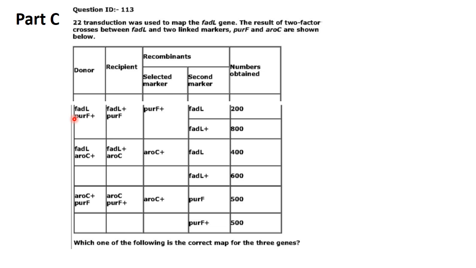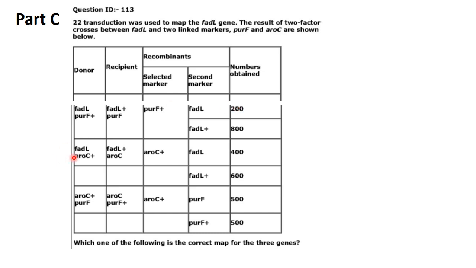So from the donor, first we have to see the transduction frequency. So if you see the donor, what are the genes? FADL and PURF. So here you can see that for PURF and FADL, the number obtained is 200. So they are showing 20% frequency of transduction. How did you get 20%? That is 200 plus 800 is 1000. So out of 1000, 200 of them are transformants. So if you convert it into percentage, you will get 20%.